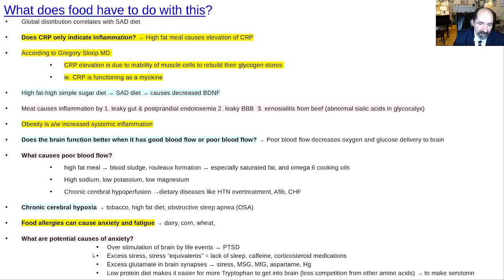Overstimulation of the brain by life events, like post-traumatic stress disorder, but excessive stress or stress equivalents. Caffeine leading to insomnia, just the caffeine itself, corticosteroid medications. All of these things will unnecessarily increase the activity in your hippocampus and in some other neurons. Things that will increase the glutamate in the neurons, MSG, MFG, aspartame, mercury, they're all bad. A low-protein diet has a benefit of not saturating the blood-brain barrier transporters for amino acids, and it allows more tryptophan to get into the brain. Tryptophan is the amino acid precursor for making serotonin.